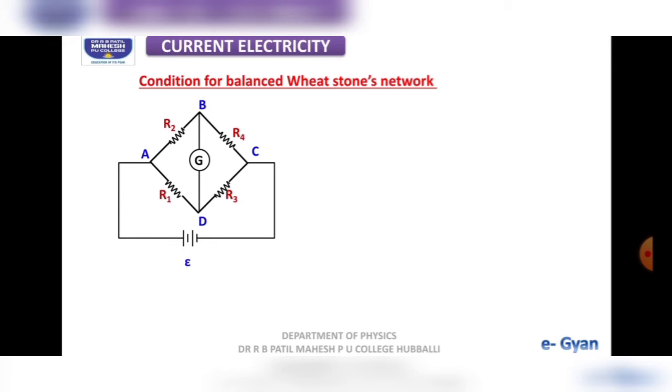Okay, this is the circuit connection to find the balanced condition for Wheatstone network. It consists of 4 resistors R1, R2, R3 and R4 connected in quadrilateral form, and a battery is connected across AC and a galvanometer is connected between B and D.